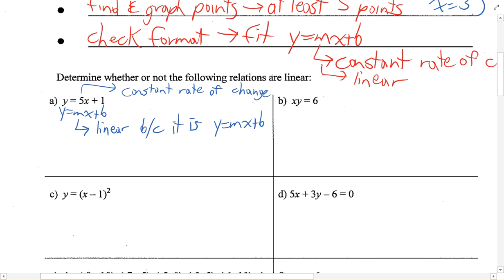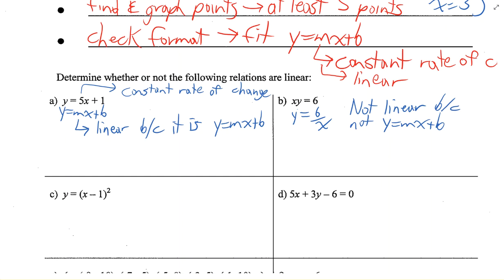Okay. So for example, this next one here, we have xy equals 6. So y would then be 6 divided by x. Okay. So here it's not linear, because it is not y equals mx plus b. x is in your denominator. Okay? So if x is in your denominator, it's not going to be linear.